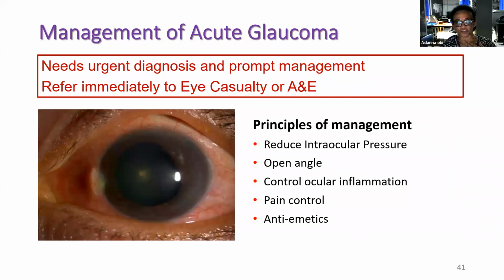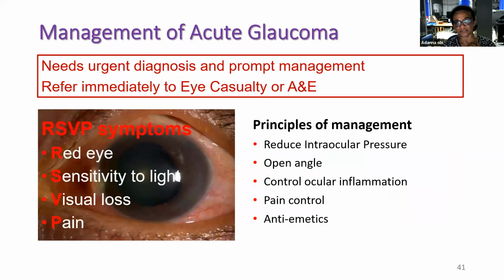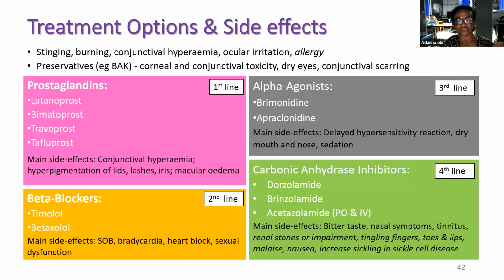Just put in there for acute glaucoma. If you diagnose someone with acute glaucoma, to help you remember the symptoms, RSV can be helpful: red eye, photophobia, visual loss, and pain. The principles of management would be to reduce the eye pressure and open the angle. If it's a closed angle, we have to control inflammation because it's inflammation that makes them symptomatic. We need to give them pain control and antiemetics because they tend to have nausea and vomiting. I'll get you to read this.